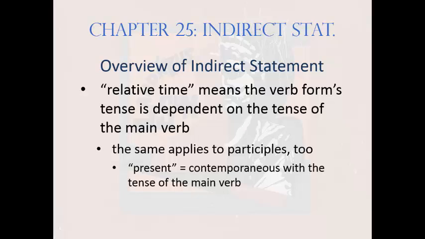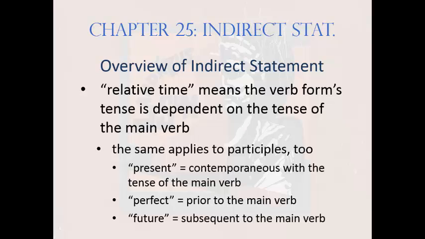When applied to infinitives or participles, the term present really means contemporaneous, that is, happening at the same time as the main verb. Perfect means prior, the action of the infinitive or participle happened before the time of the main verb. Future indicates subsequent action after the time of the main verb.